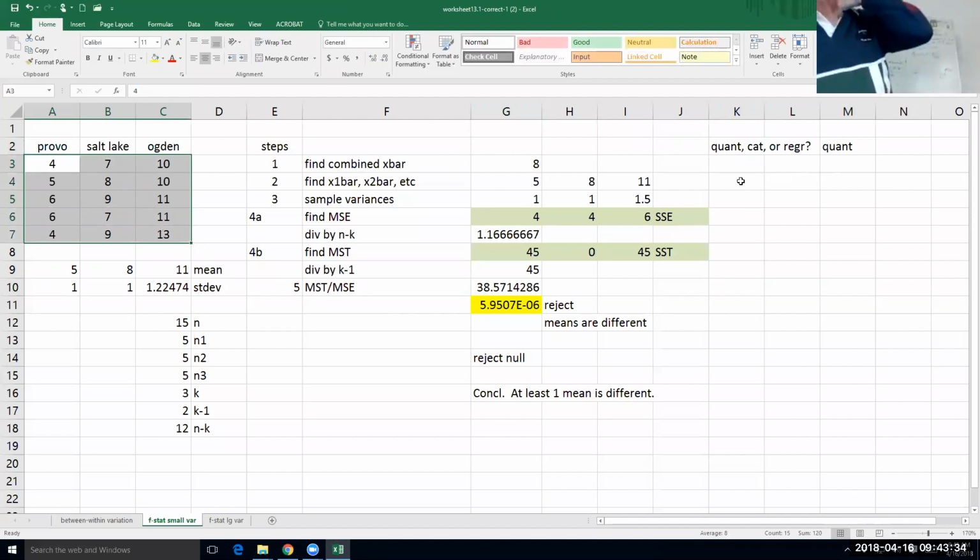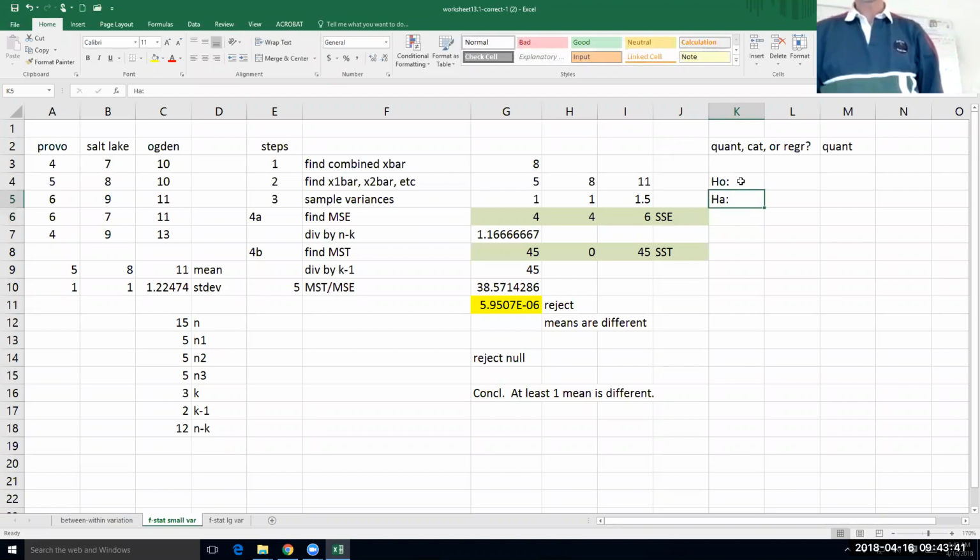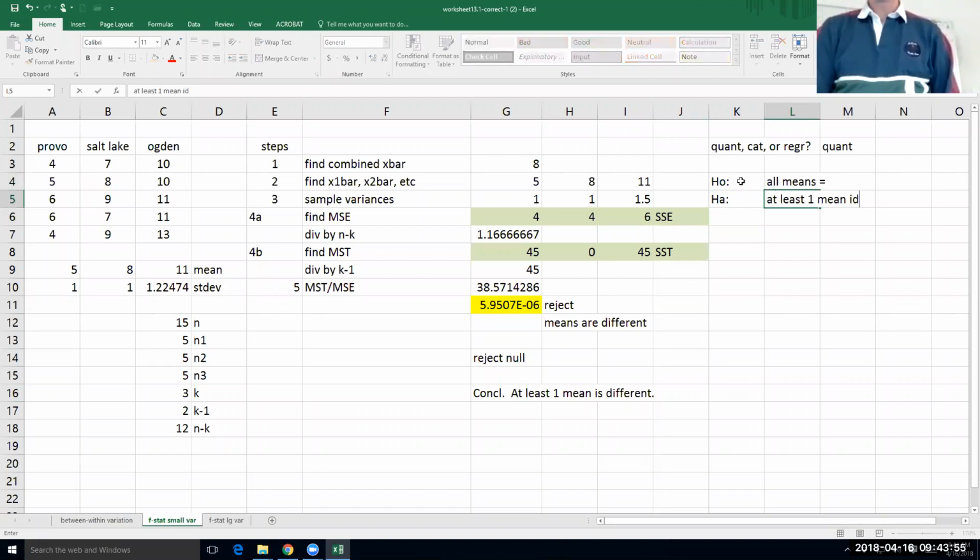Okay, so the next question is, find your null and your alternative hypothesis. So what should be your null and your alternative hypothesis? All means are equal. Your alternative, at least one mean is different. Okay. Third question is, what type of test? Is it a Z, a T, a chi-square, or an F?